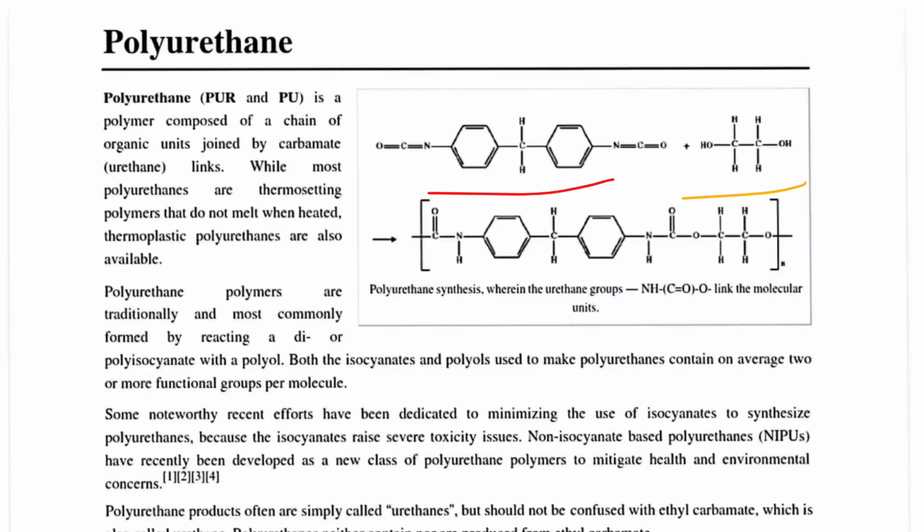Since recent effort has been dedicated to minimize the use of isocyanate, because isocyanate has severe toxicity issues, the polyurethane without isocyanate is the advanced class of the polyurethane. These are formed to mitigate health and environmental concerns.